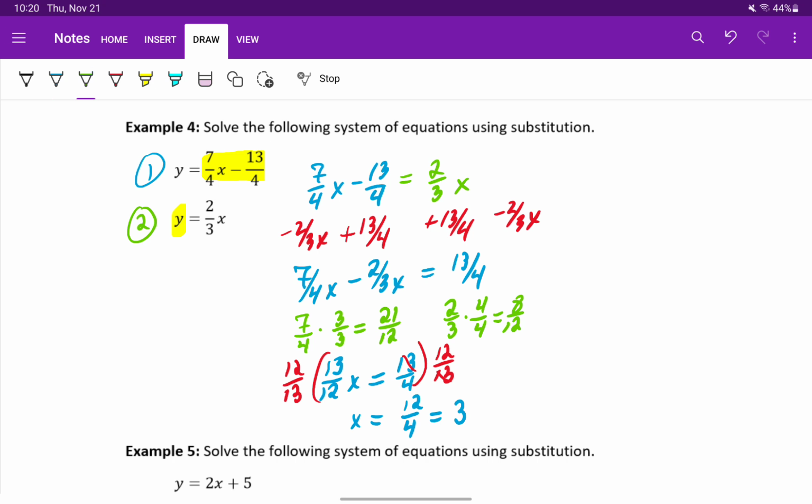Now we can go back to either of our original two equations. In this case, equation 2 is a simpler equation, so substituting there makes a little bit more sense, but this process works either way. We take our x value that we found and substitute it into either of the two equations. In this case, 3 over 3 will cancel, since that's the same thing as 3 over 1, leaving us with just y equals 2. So our solution, our xy coordinate pair, would be 3, 2.